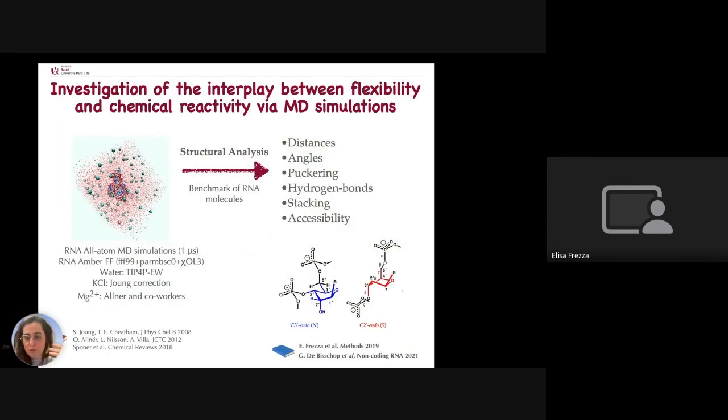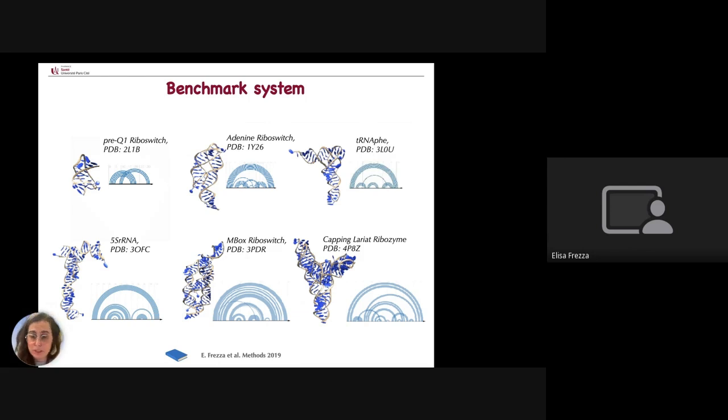So the first step to try to understand this system was to investigate the interplay between flexibility and mechanical reactivity using these simulations. To do so, we set up a benchmark, and we computed different geometry parameters like distances, angles, hydrogen bonding, also puckering, that is the angle at the end of every bond, to try to have some pieces of information. The type of systems that we studied are large RNAs with different sites.